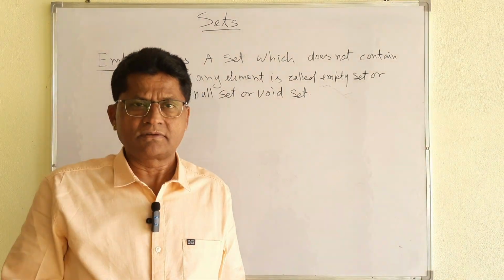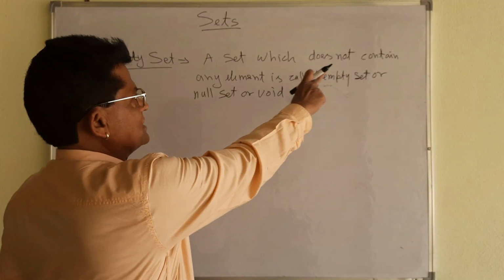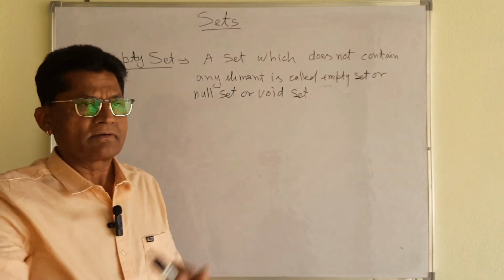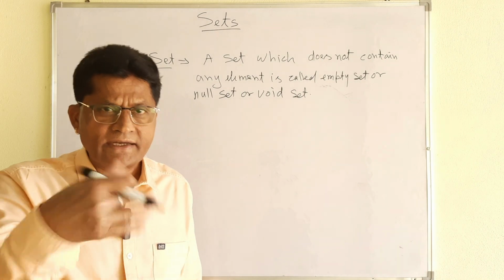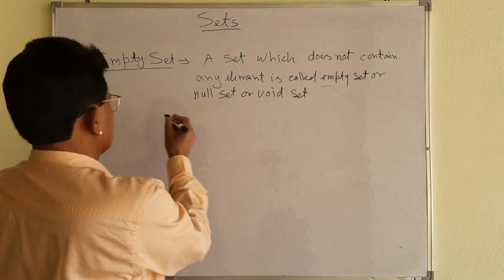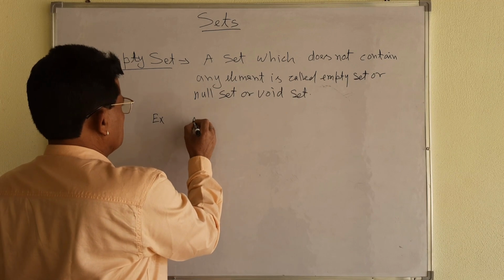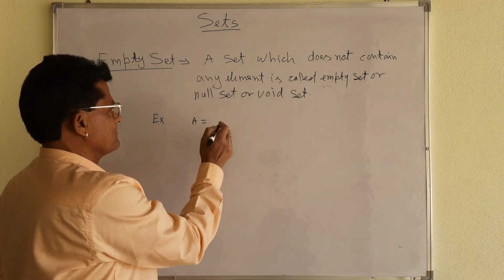Empty set means there will not be any element. Let me take the example. A set which does not contain any element is called the empty set. The second name is null set. The third name is void set. Let me take the example. Try to understand. Example of the empty set. Let me denote the set by A.